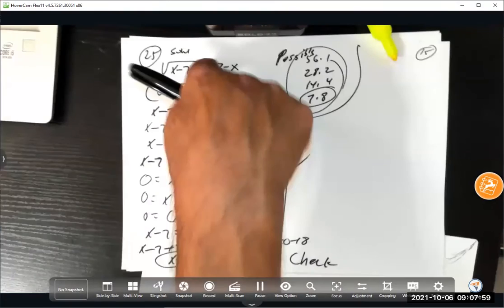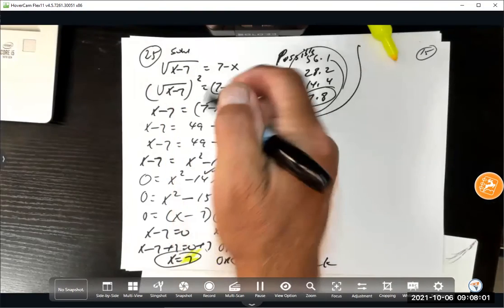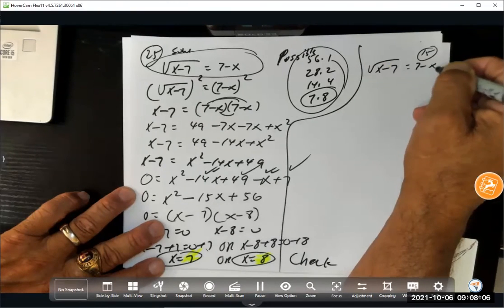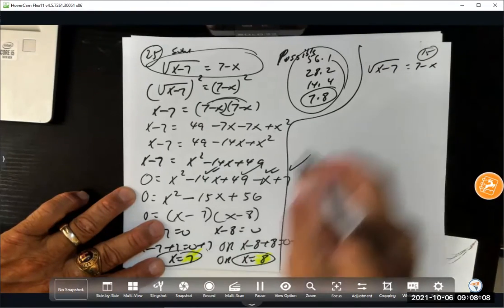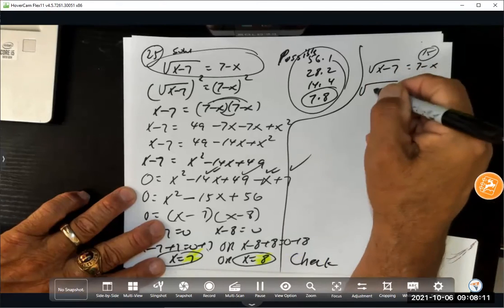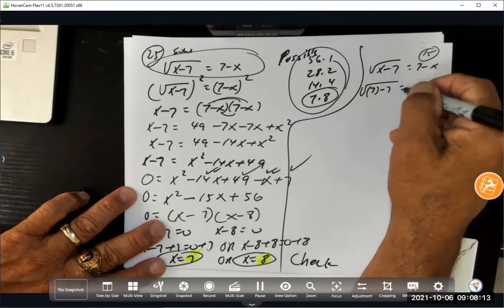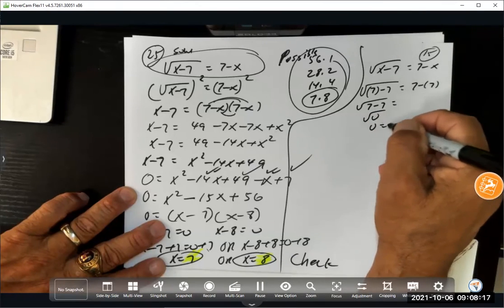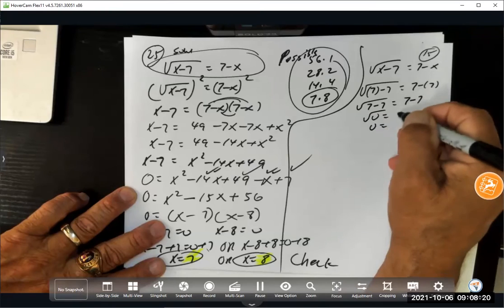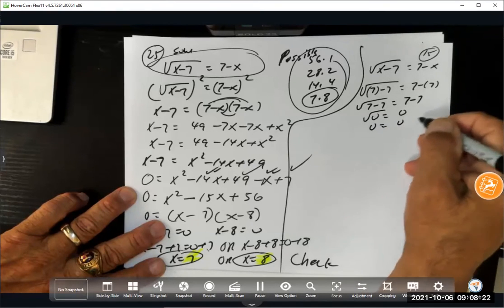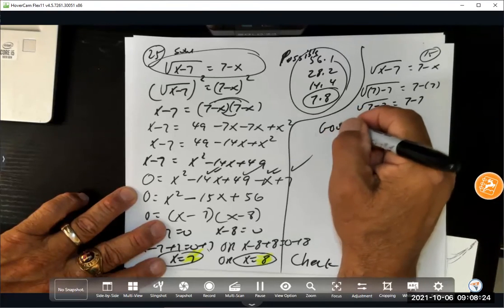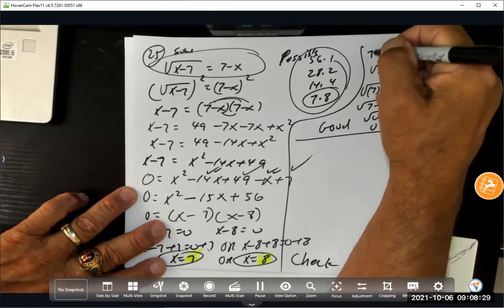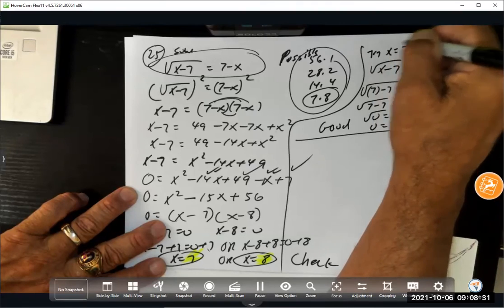Right there. So let me write this down. Square root of x minus 7 equals 7 minus x. So I'm going to put 7 in there. So 7 minus 7 equals 7 minus 7. So 7 minus 7 is 0. Square root of 0 is 0. And 7 minus 7 is 0. Do they match? Yes, this is good. So when I try x equals 7, it does work. This is a good answer right here.